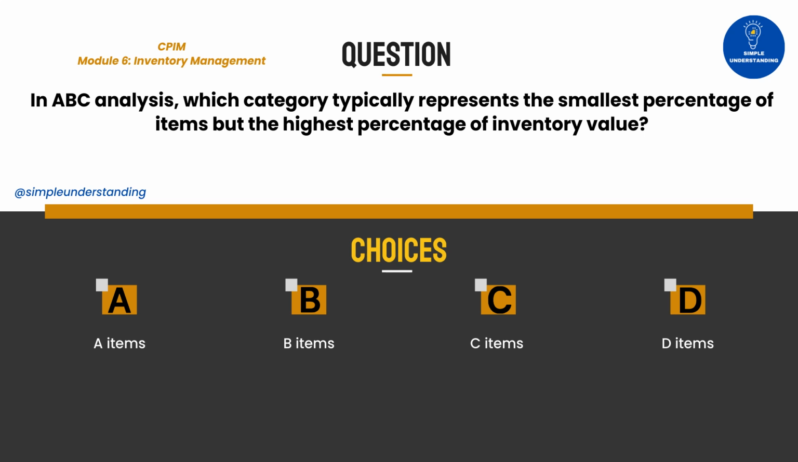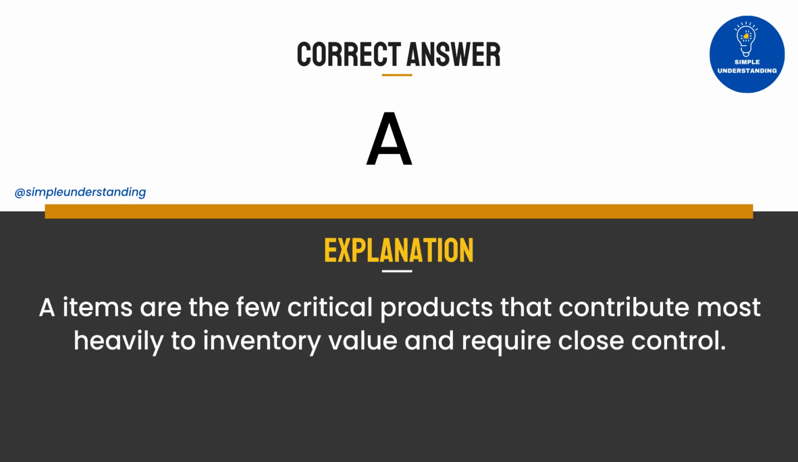inventory value? A. A items. B. B items. C. C items. D. D items. Correct answer: A. Explanation: A items are the few critical products that contribute most heavily to inventory value and require close control.